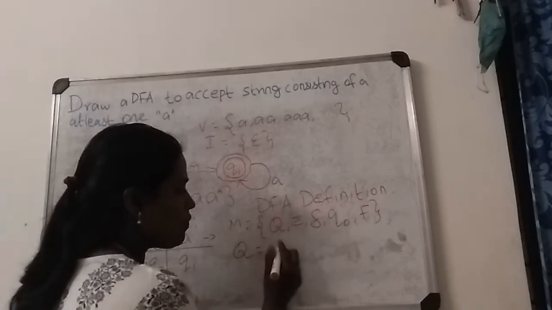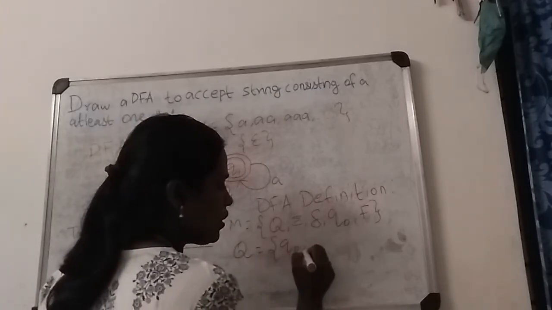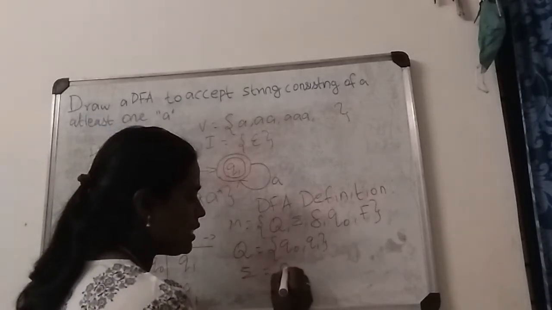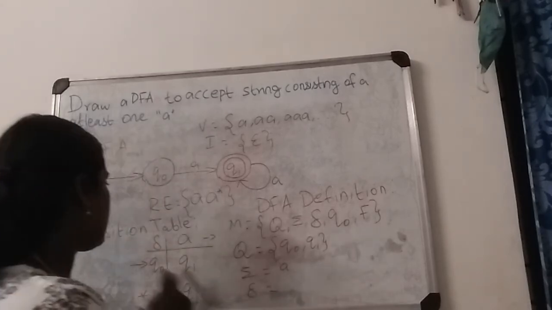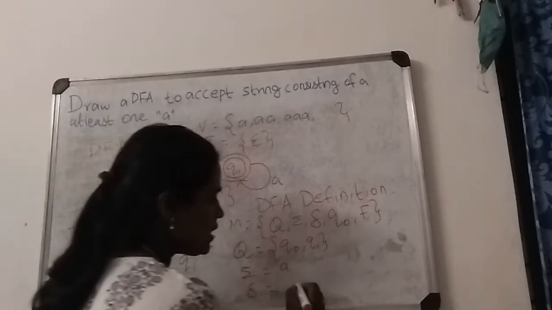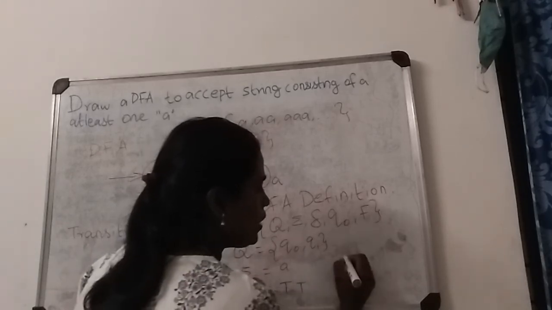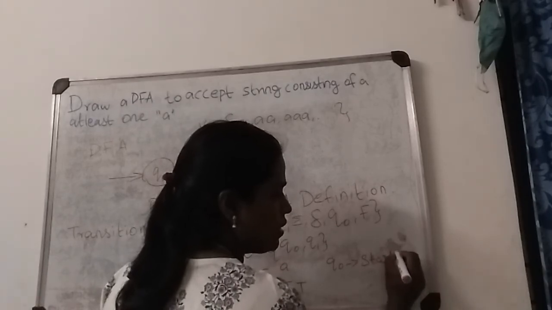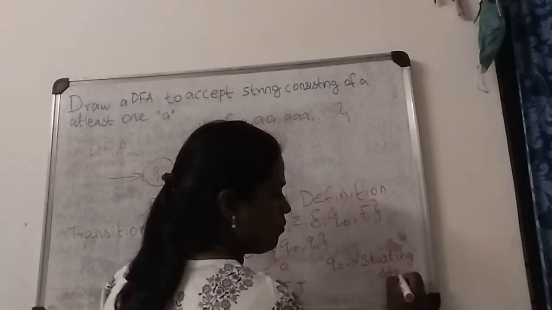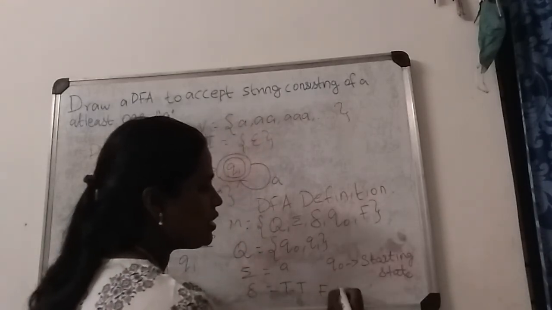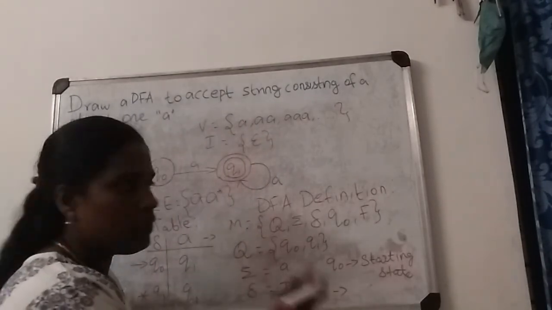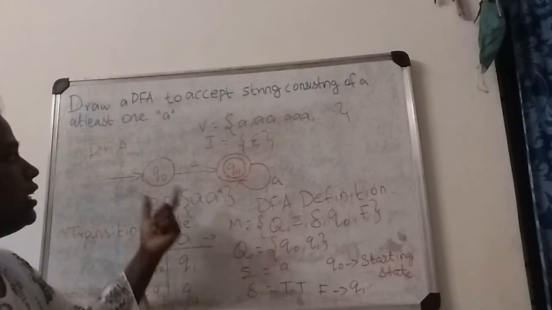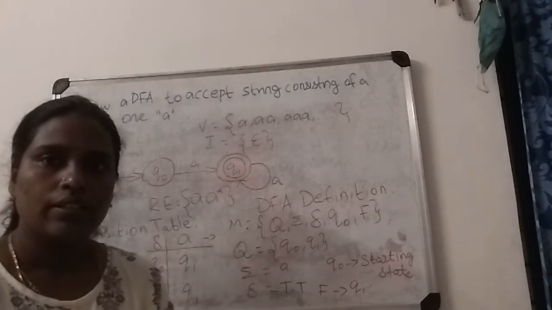Now Q is the set of states, which is Q0 and Q1 here. The number of states is 2, and sigma, the input symbol, is A. The transition we represent with the transition table, and Q0 is the starting state. F is nothing but the final state. So the final state we mention is Q1. So Q1 is the final state. So this is the DFA of the given problem. Thank you.